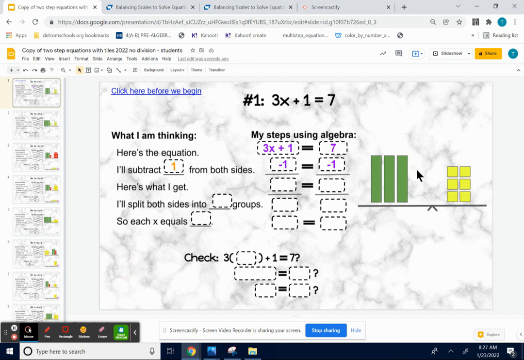Okay, I'm left with 3 x's on the left. Remember, green rectangles are x's. Balances with 6. So I'm going to type that in. 3 x's equaling 6. Okay, next step, I'll split both sides up into blank groups.